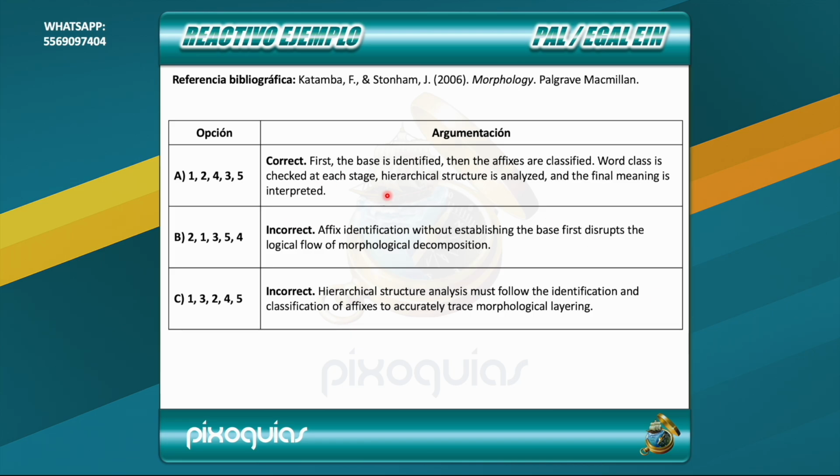The correct answer is A. The sequence is right because first the base is identified, then the affixes are classified, and the word class is checked at each stage. The hierarchical structure is analyzed, and the final meaning is interpreted.